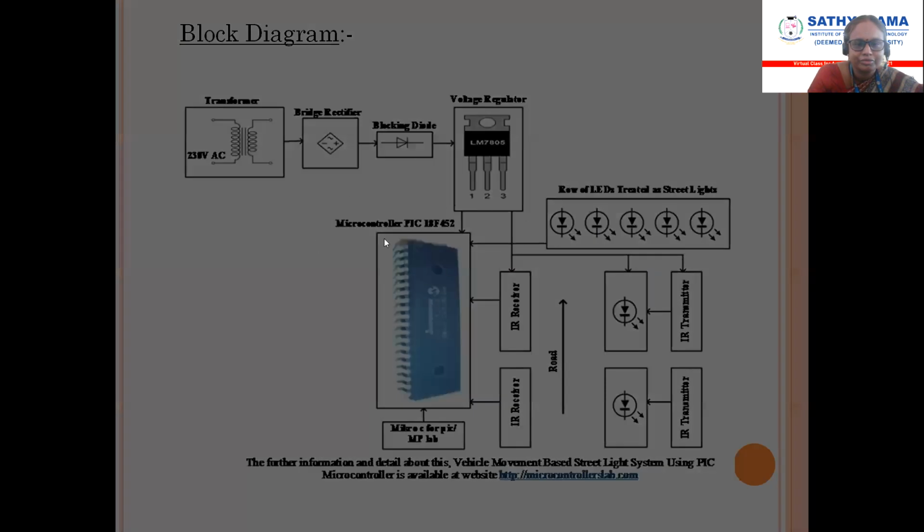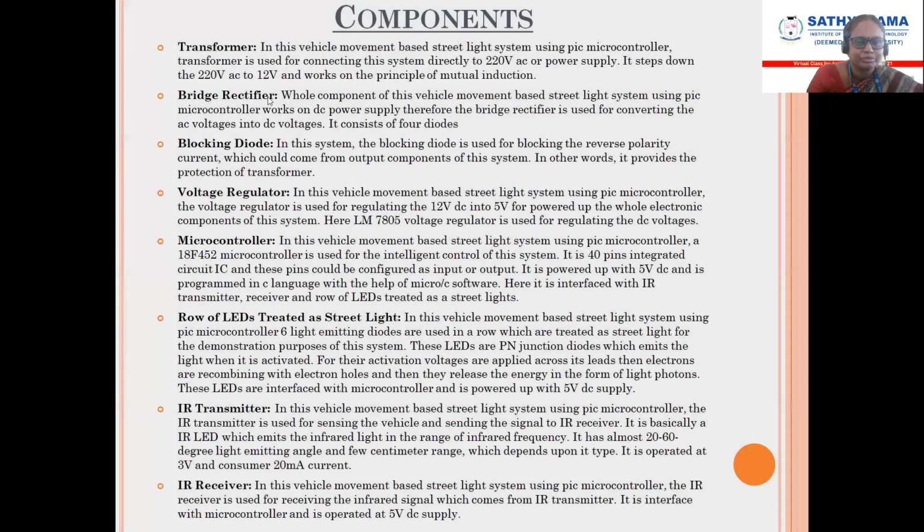What are the components and why are we using those components? We use a transformer, bridge rectifier. These are all there in the diagram. So I'm just making a few points so that you can understand why we use the transformer. The transformer is used to step down the voltage from 220 volts AC to 12 volts. A bridge rectifier is used to convert AC voltage to DC voltage. A blocking diode is used for protection of the transformer.